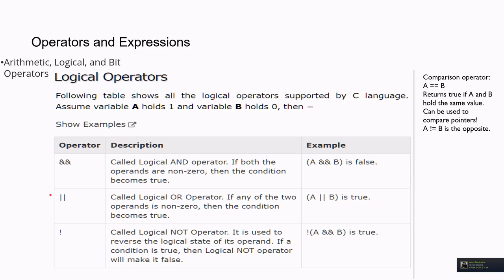The opposite of that, well, kind of an opposite, is the double pipe symbol. The pipe symbol is what you get when you hold shift and press the backslash key. It's above the enter key on an American keyboard.